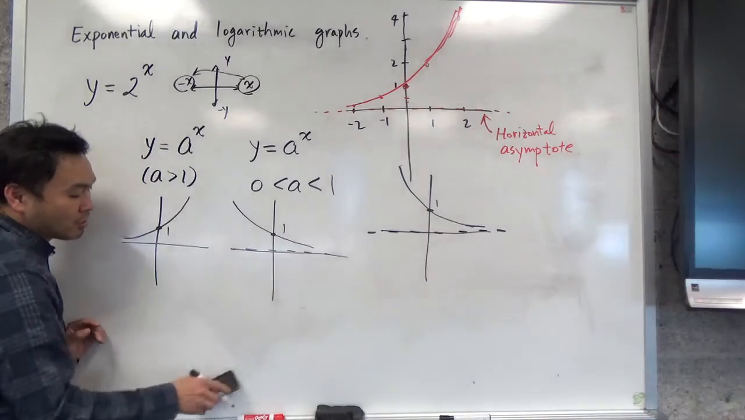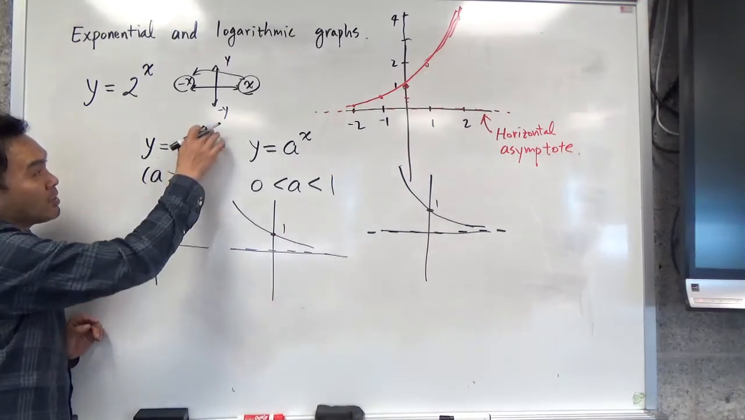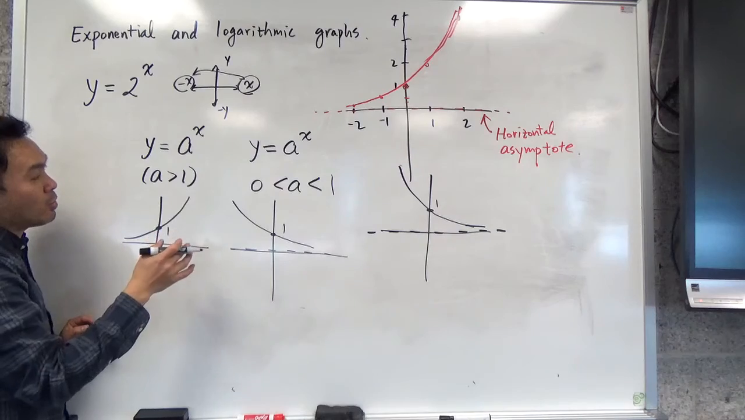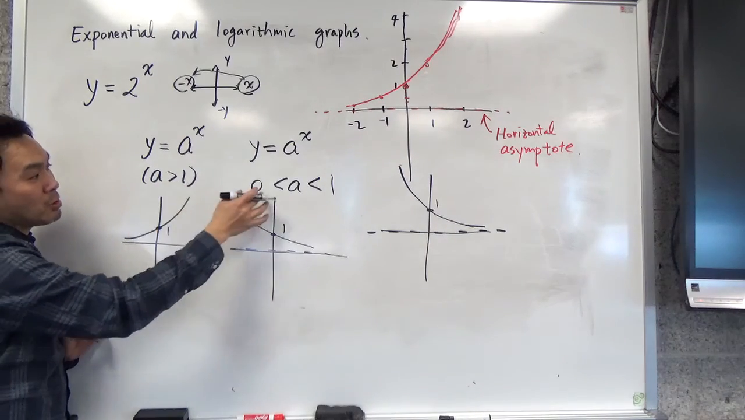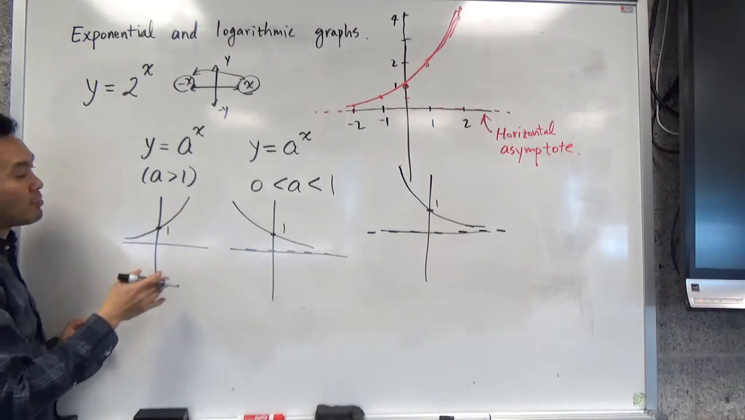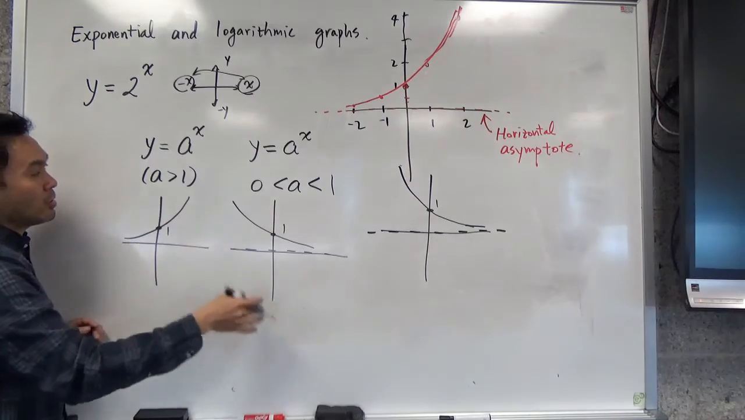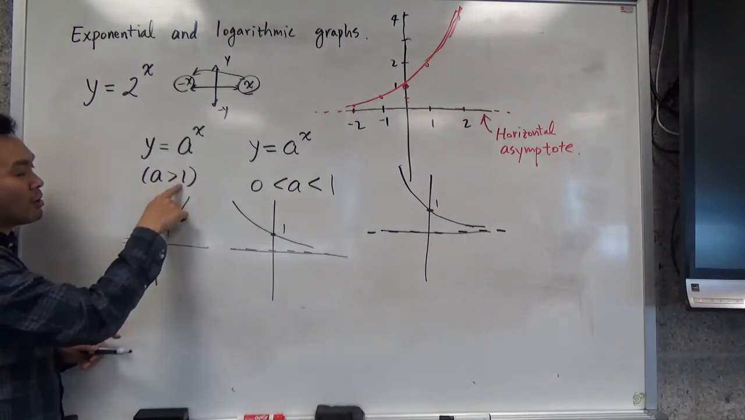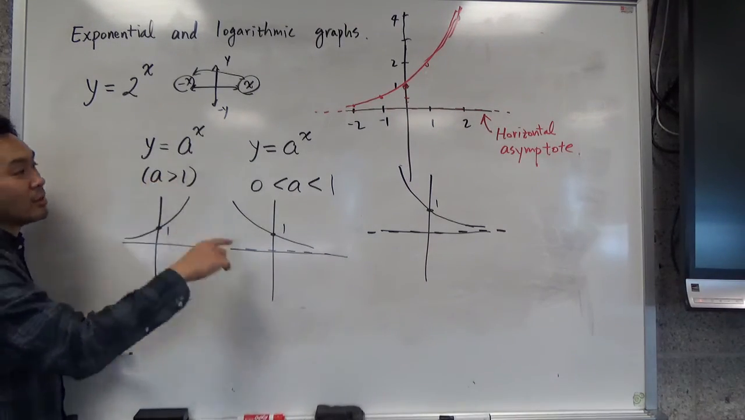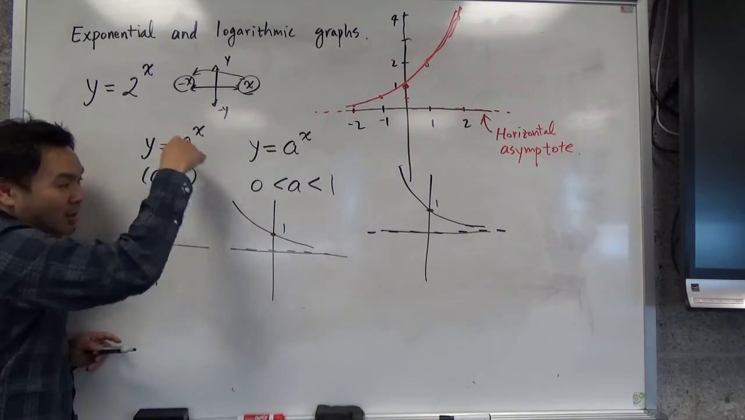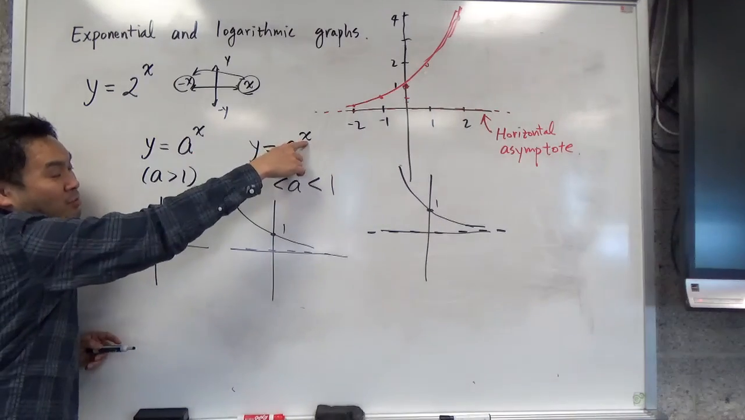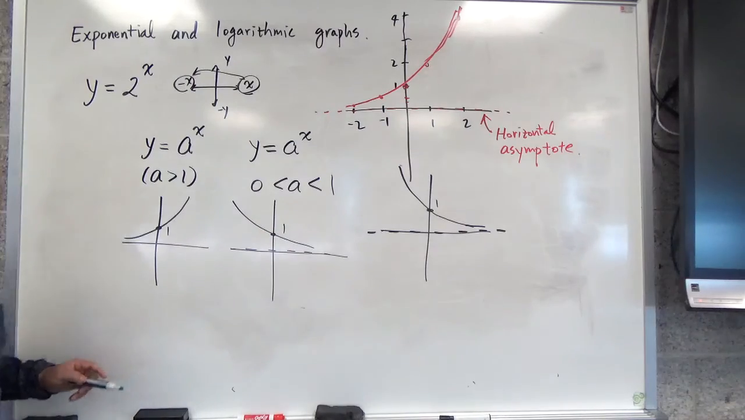So we only consider y equals a to the x type where a value is either bigger than 1 or between 0 and 1, and the graphs are either this one or that one. So to summarize, if a is bigger than 1, then the graph will be increasing. If a is between 0 and 1, then the higher the x value goes, the more the value will decrease.